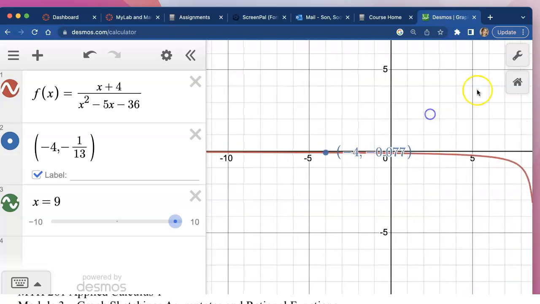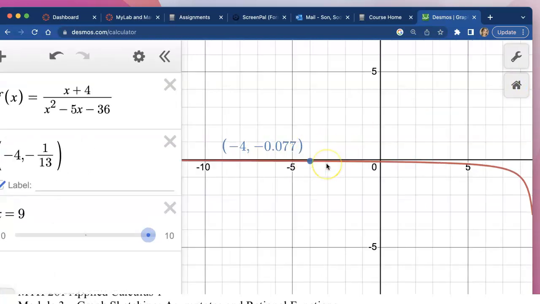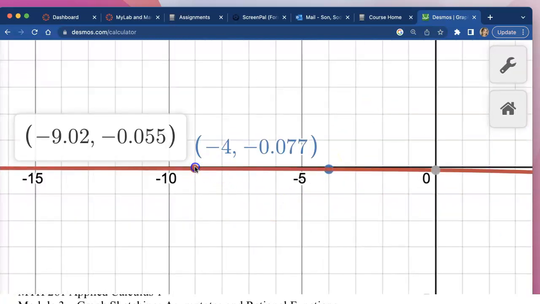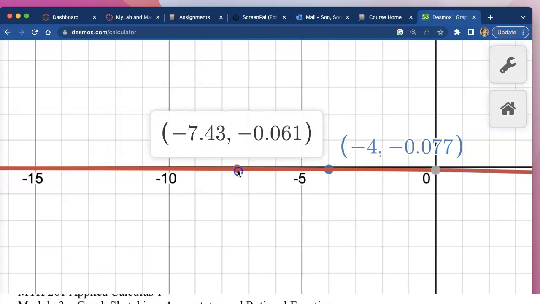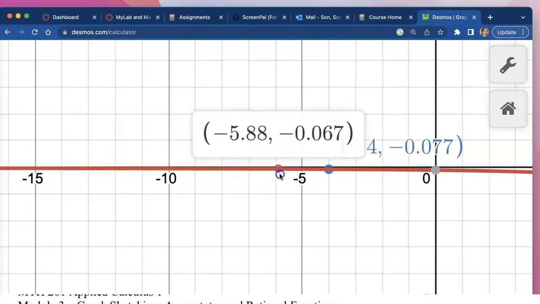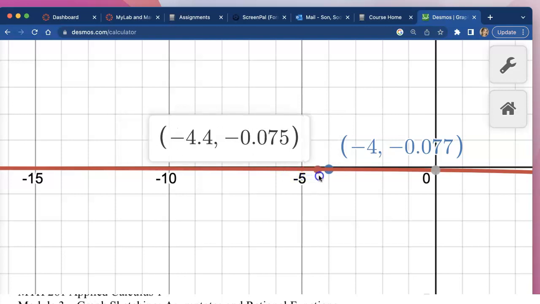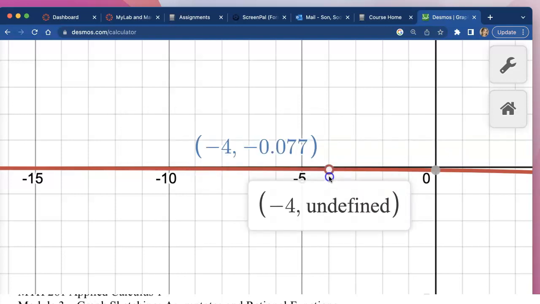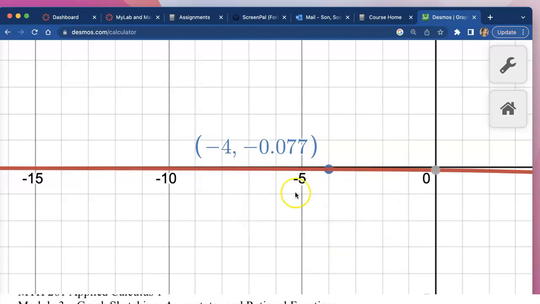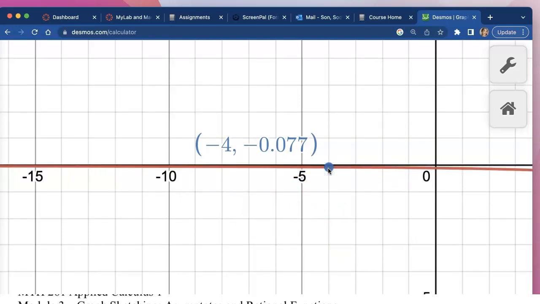Let's think about the hole at negative 4. They converted it into a decimal for me, but I want to zoom in to this point. I'm going to click on this graph and try to approach negative 4 and see what happens. When I am at negative 4, it says undefined. So we definitely have that open circle you see, we have a hole at negative 4. And on the y value, I think we got it right. I think the graph definitely goes through that point.